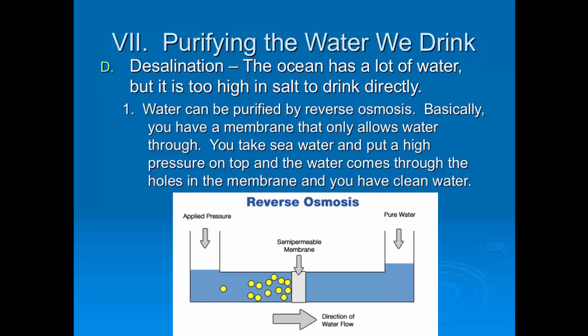So basically you have a membrane that only allows water through, and you take your seawater and you put high pressure on top of the seawater, and it will push the clean water through while leaving the salt behind. And then you clean that out, put in some more salt water, and just keep going like that, and you get pure water out.